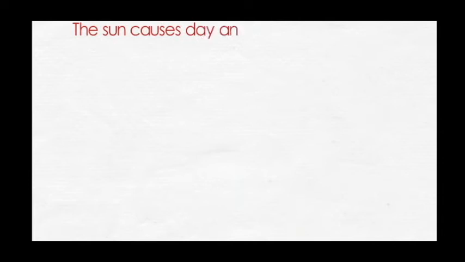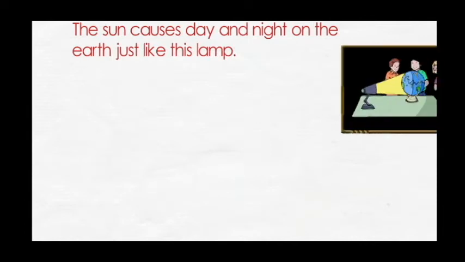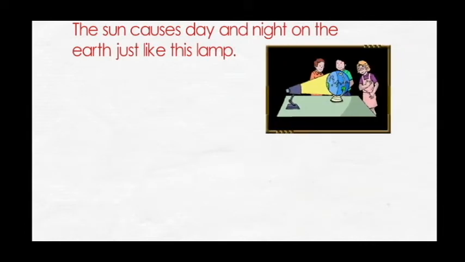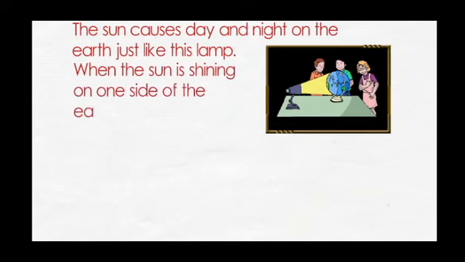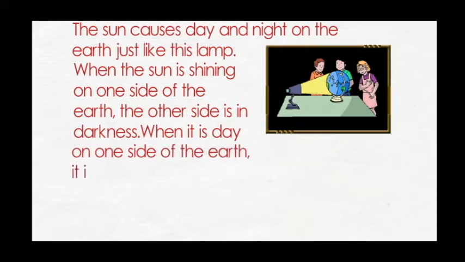The sun causes day and night on the Earth, just like this lamp. When the sun is shining on one side of the Earth, the other side is in darkness. When it is day on one side of the Earth, it is night on the other side.